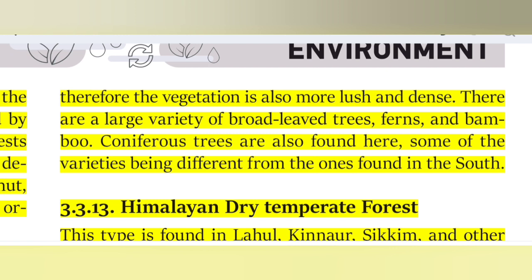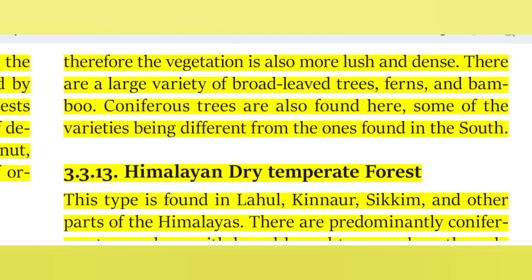So in the eastern part there is more rainfall, right? Therefore the vegetation is also more lush and dense. There are a large variety of broad-leaved trees, ferns and bamboo. Coniferous trees are also found here, some of the varieties being different from ones found in the south.